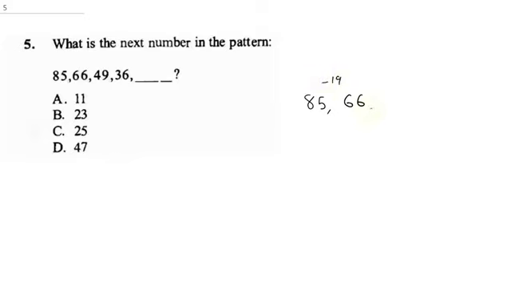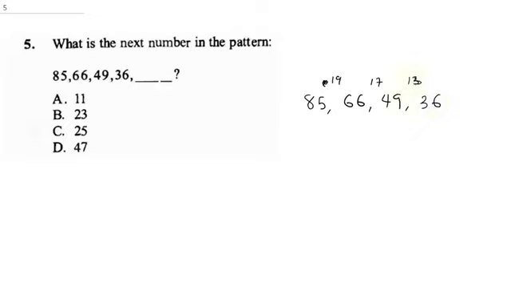So the next question says, what is the next number in the pattern? Now, all you need to do is understand the pattern. This is 85, the next is 66. When I do the difference between 85 and 66, I'm going to get minus 19. Okay, so the next one is 49. When I do the difference between this and this, I'm going to get 17. Now when I do the difference between 49 and 36, I'm going to get 13.